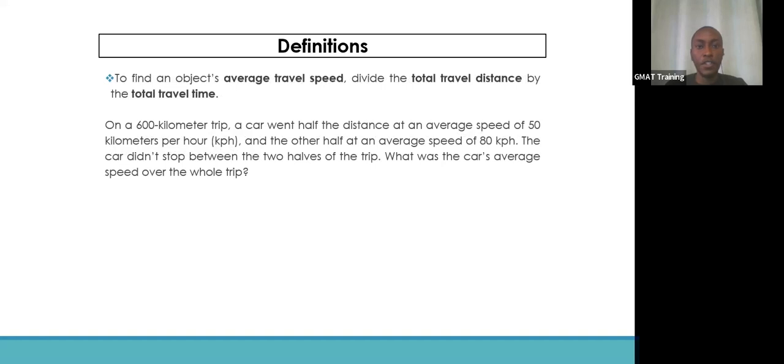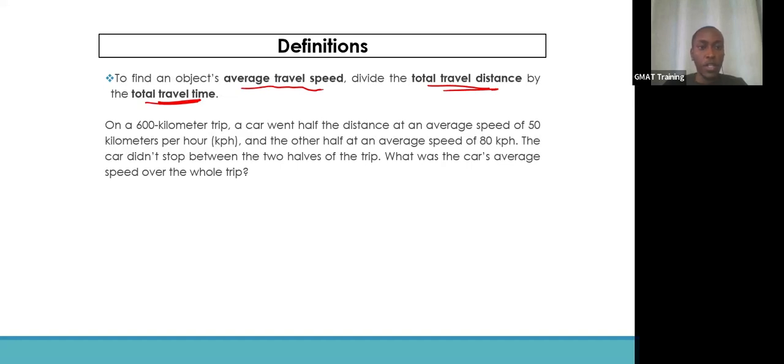It's the average travel speed. So to find an object's average travel speed, you divide the total travel distance by the total travel time, and not the arithmetic mean. Okay. So we divide the total travel distance by the total travel time.